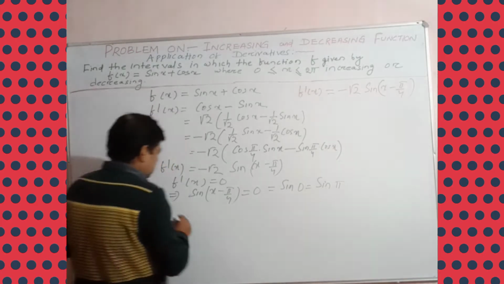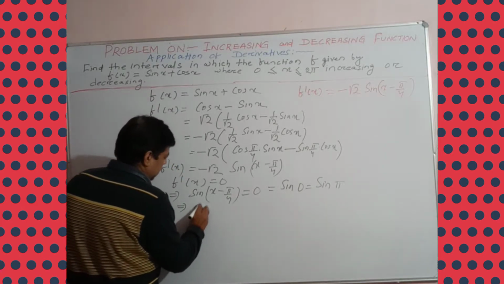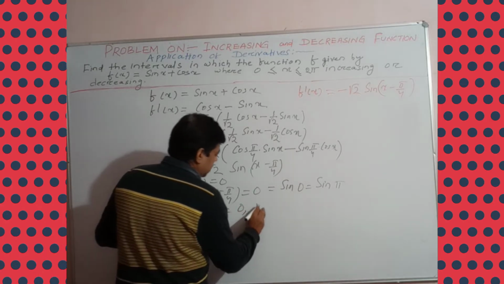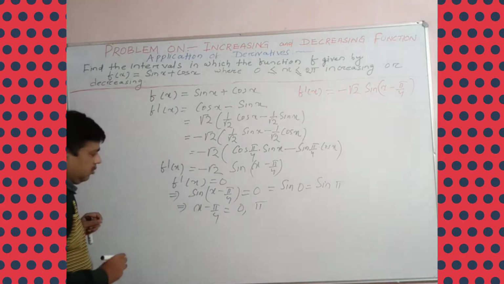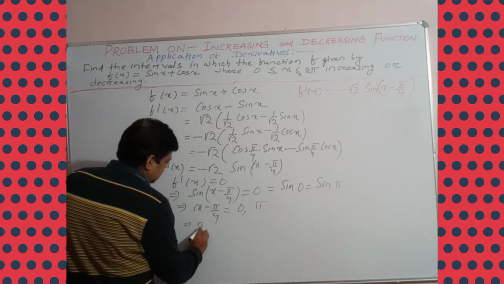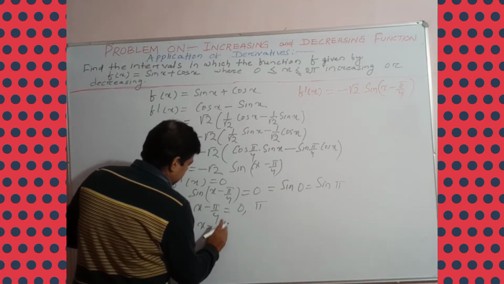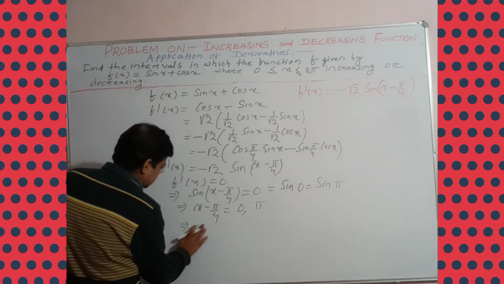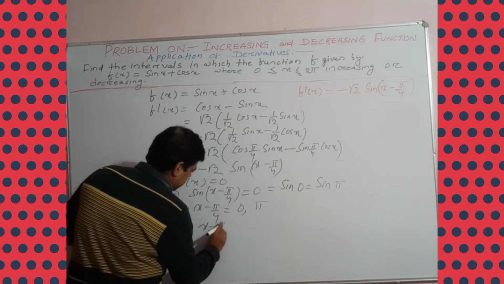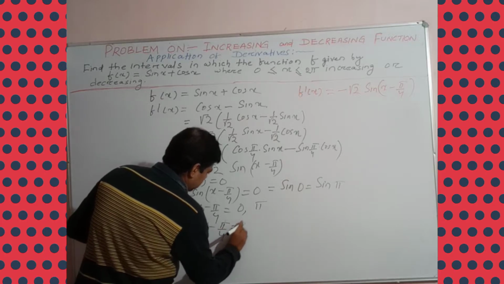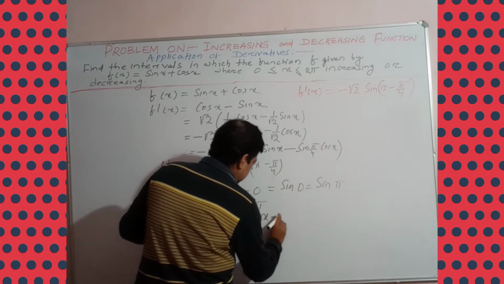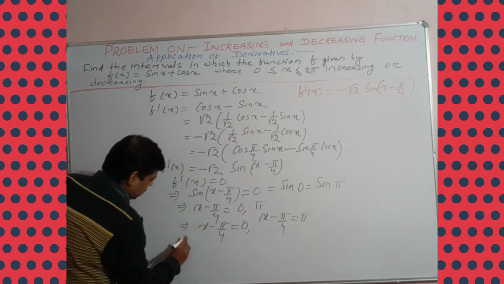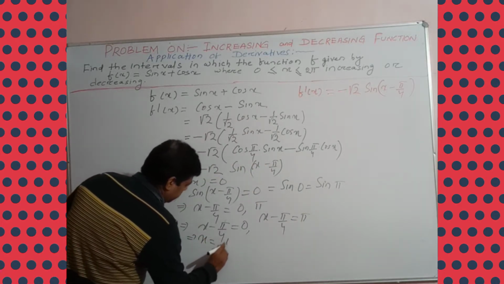Yes or no? So x − π/4 = 0, and we can also write x − π/4 = π. So from x − π/4 = 0 we get x = π/4.